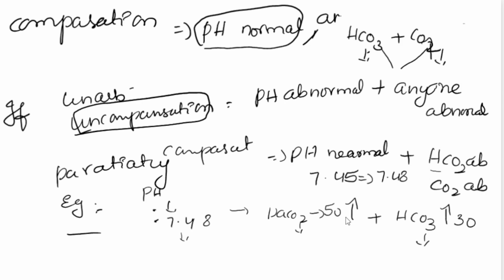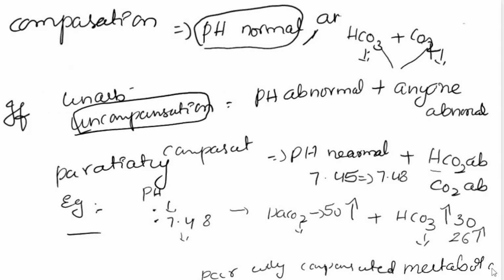This is only a slight elevation of the carbon dioxide level, but bicarbonate is increased, more than 26. Then it is called partially compensated metabolic alkalosis. pH is increased and this is also increased, so it is called metabolic alkalosis. Next we will discuss compensation. Compensation means pH is normal; we will discuss it here. pH 7.4, and then here pH 7.4.